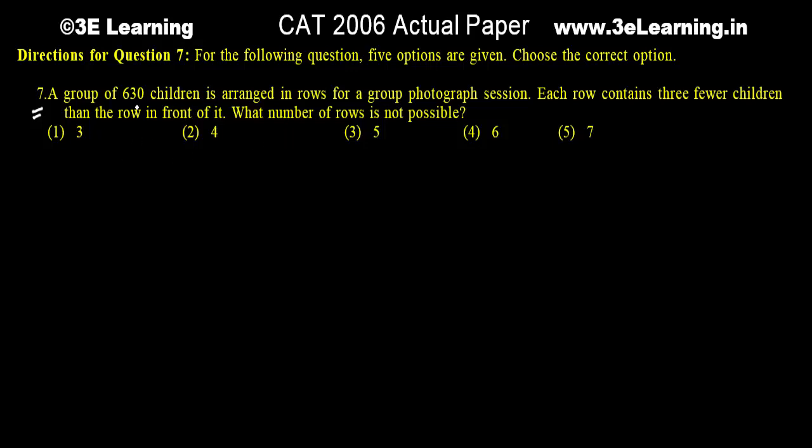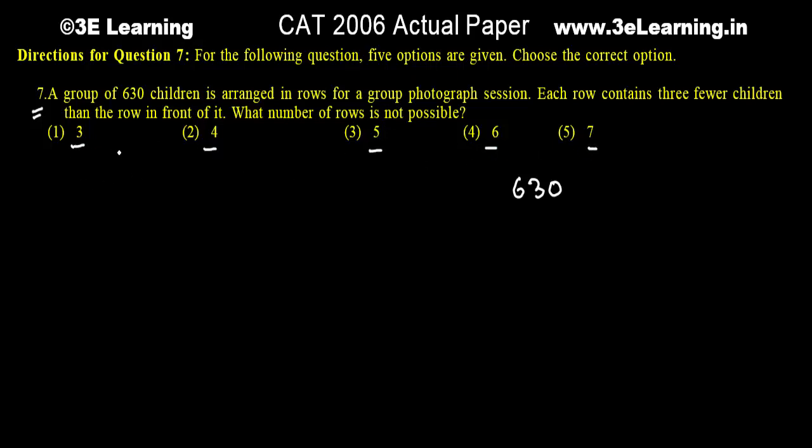We have a question: a group of 630 children is arranged in a row for a group photograph session, meaning we have a total of 630 head counts of all the children. Each row contains 3 fewer children than the front row. Among the options, what number of rows is not possible? So instead of solving the equation, solve with the help of values.